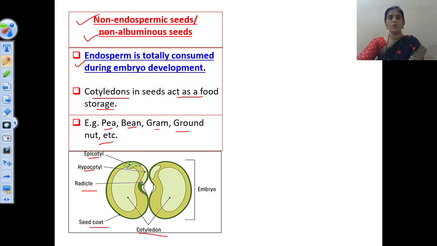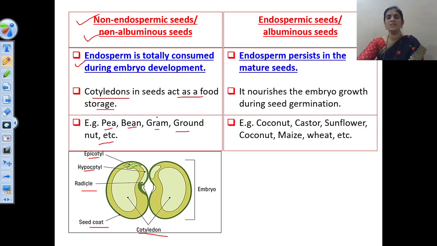Okay. So no endosperm you can see here in this dicot seed, or no endosperm is present in this type of seed. Hence it is known as a non-endospermic seed or non-albuminous seed. The second type of seeds, in which endosperm is retained after the development of the embryo, are called endospermic seeds.